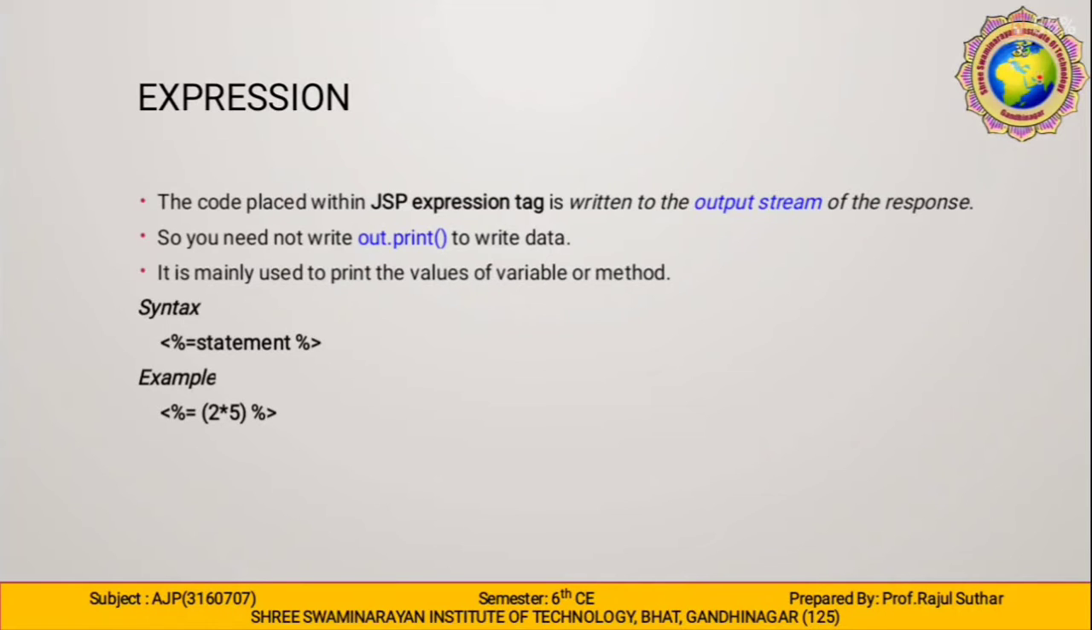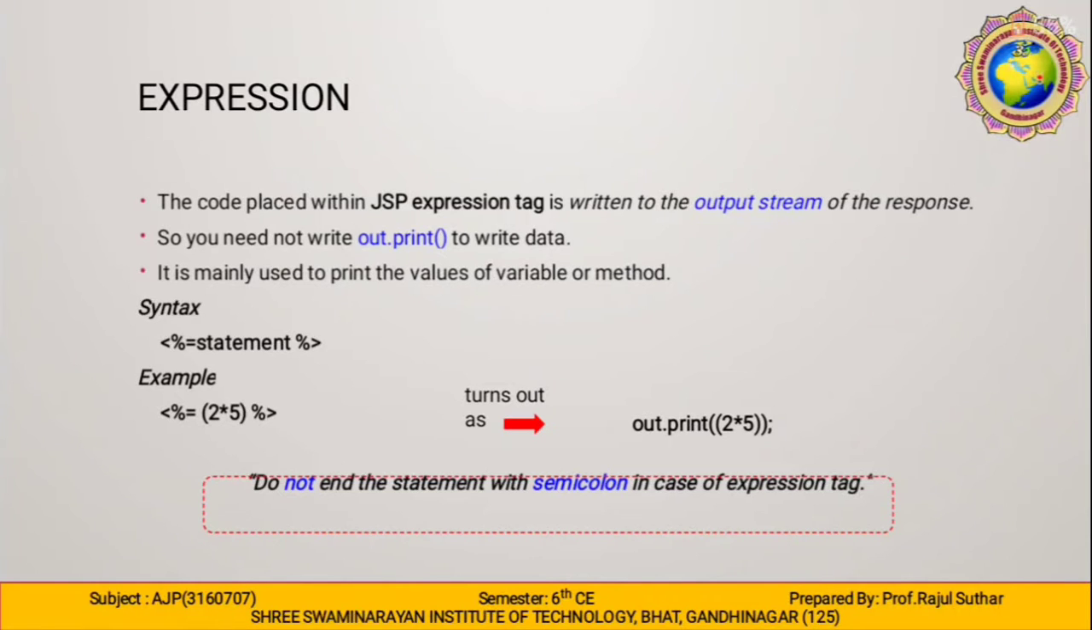Simply, whenever we perform multiplication of two numbers, you can write it this way: less than percentage is equal to, in brackets 2 into 5, then percentage greater than. So this is the tag for writing any statement, and it is called the expression tag. It is equivalent to out.print(2*5). Do not end the statement with a semicolon in the expression tag of JSP.